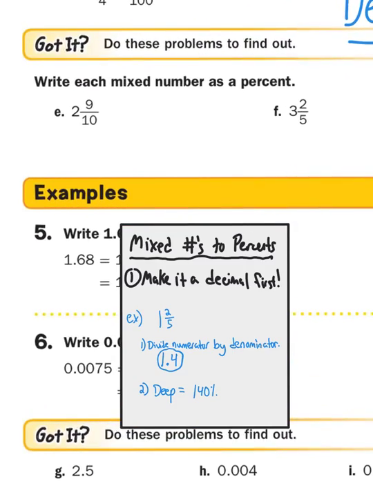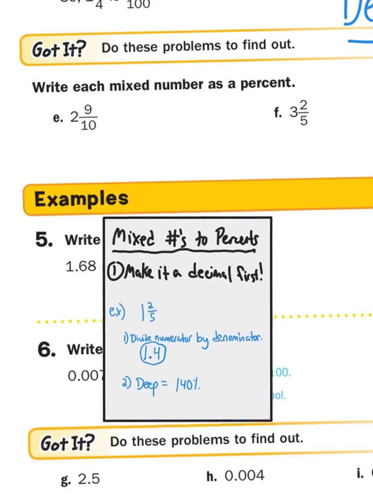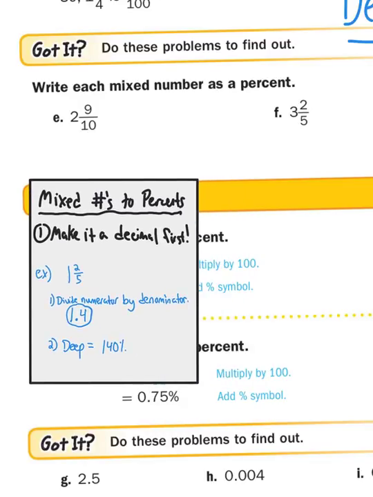So let's try something. Let's have you just do E. So remember, make it a decimal first, and the steps are right here in your graphic organizer, and then use DEEP to make it a percent. So just do E, pause the video, when you're done, play it, see what you got.